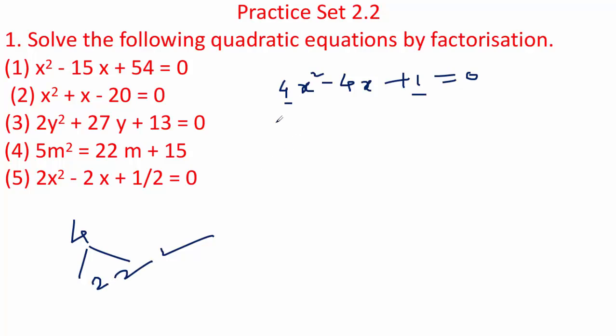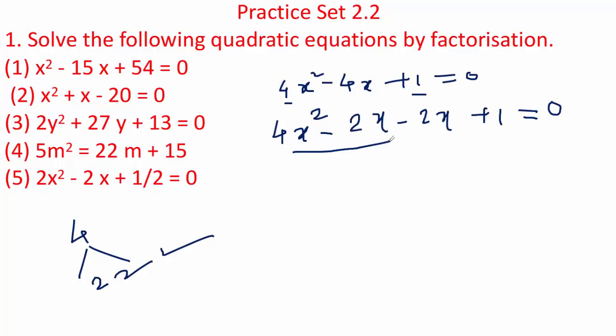Therefore, I shall write 4x square minus 2x, again minus 2x, minus 4x can be written as 2x, 2x plus 1 equal to 0. From these two terms, I shall take 2x common. Therefore, there remains 2x minus 1. Last two terms I shall take minus 1 common. 2x minus 1 is there equal to 0.